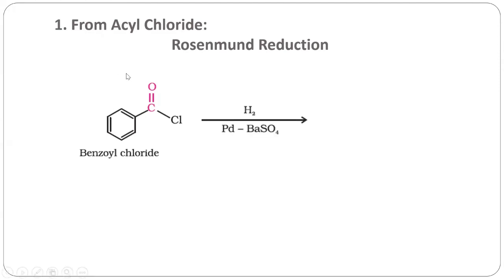It is treated with hydrogen in the presence of palladium and barium sulfate catalyst. The chlorine is replaced by hydrogen and you end up getting benzaldehyde. This is Rosenmund reduction.